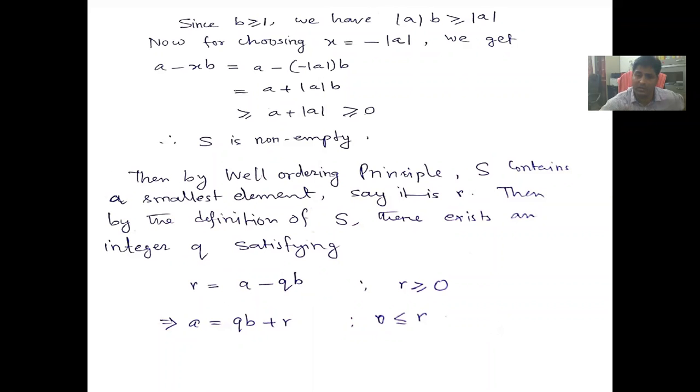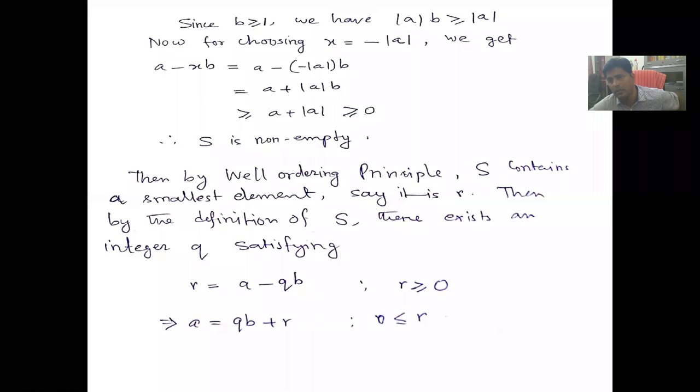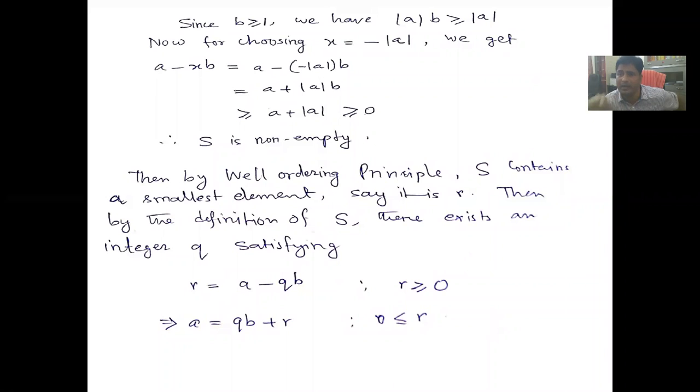And for this R, we fix R because S contains the smallest element and we say it is our R. So that means R is a member of S. So what will R be, how will R be formed? Members of S are of the form A minus XB. Okay, so R equal to A minus XB, and for this R, we suppose X as Q.